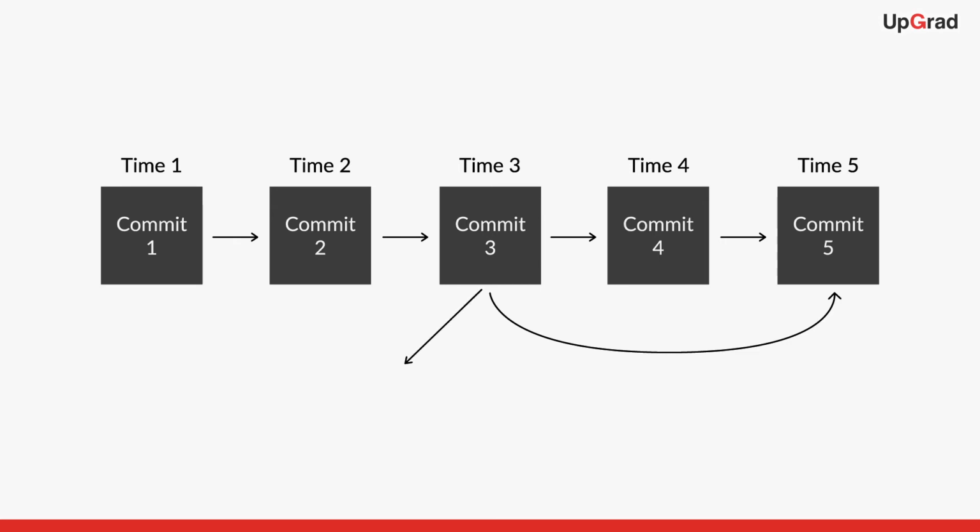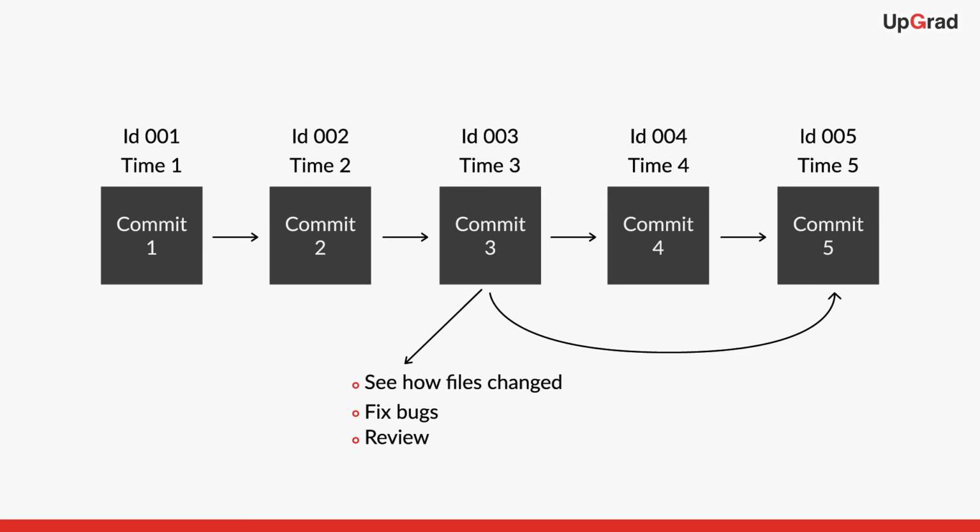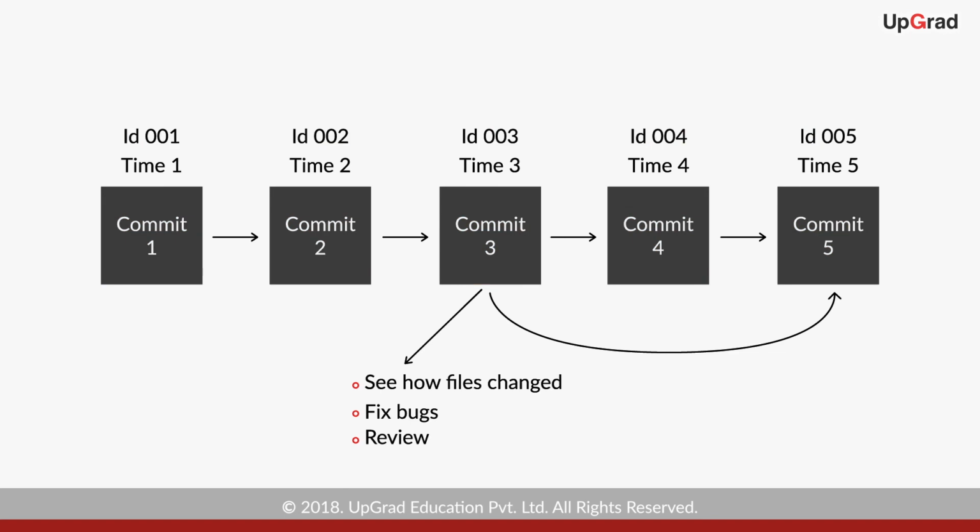You can revert back to your previous commit, see how files changed from one commit to the next, even fix bugs in any of the commits and review information such as where and when changes were made. Commits are identified in Git by a unique ID. Each time a commit is made in Git, that commit is assigned a unique ID. Because everything has a unique ID, it is impossible to make changes, lose information or corrupt files without Git detecting it.